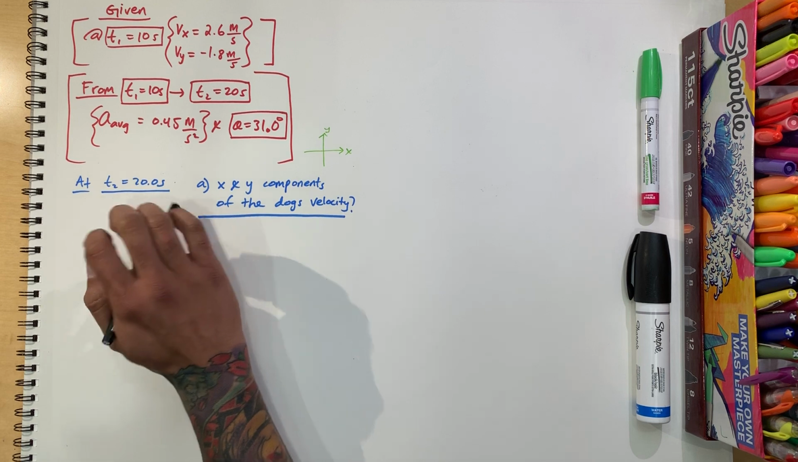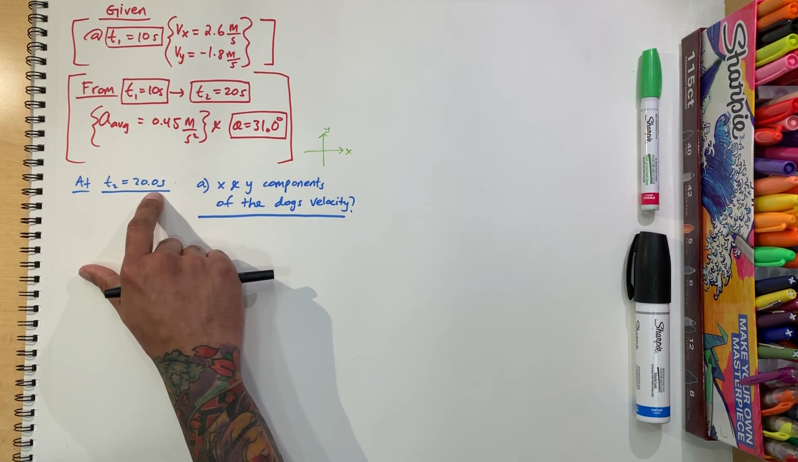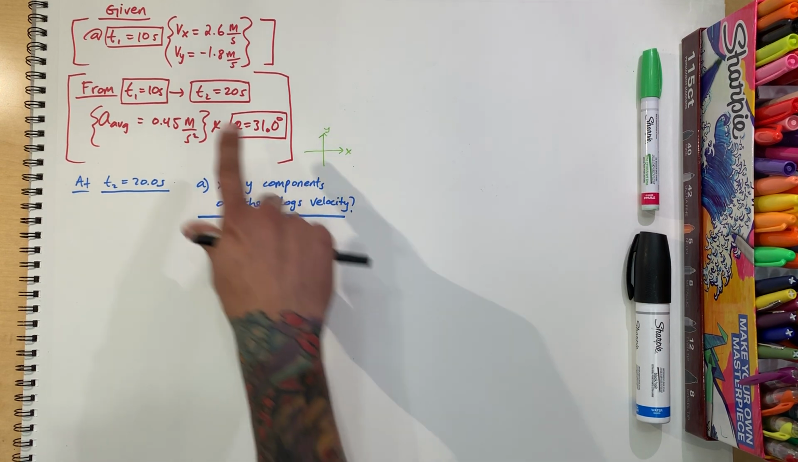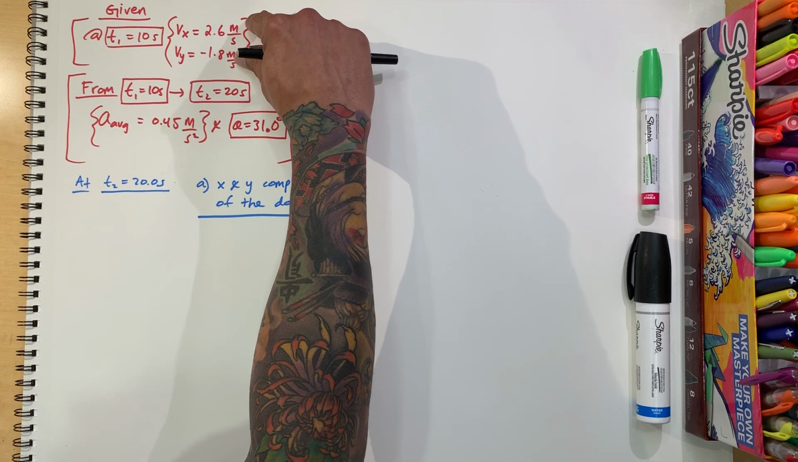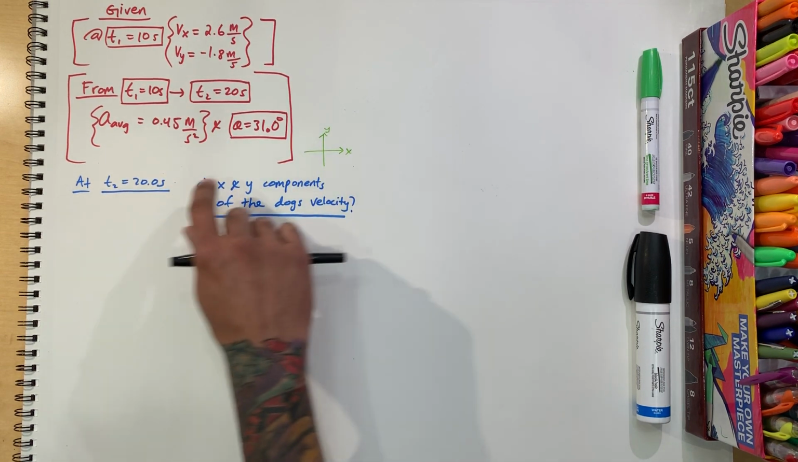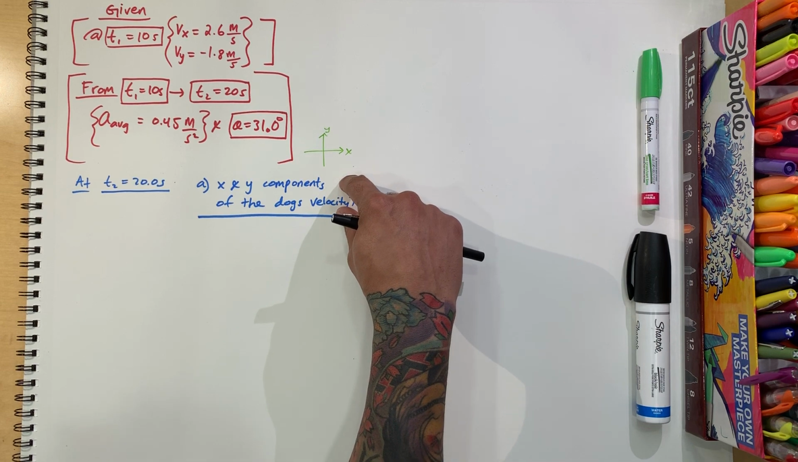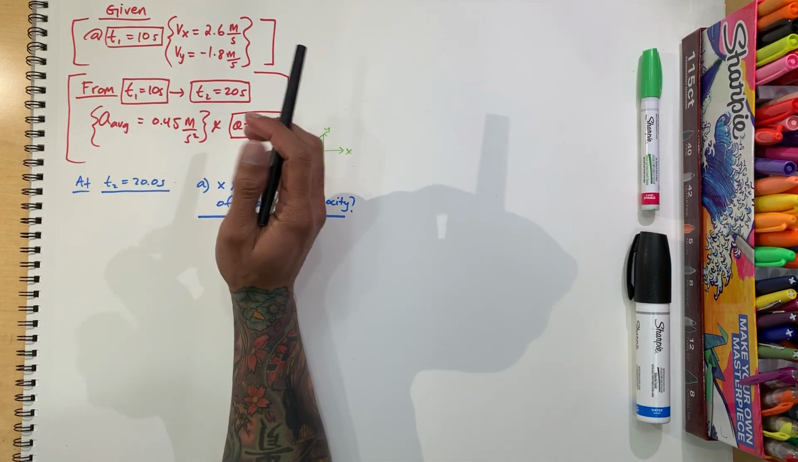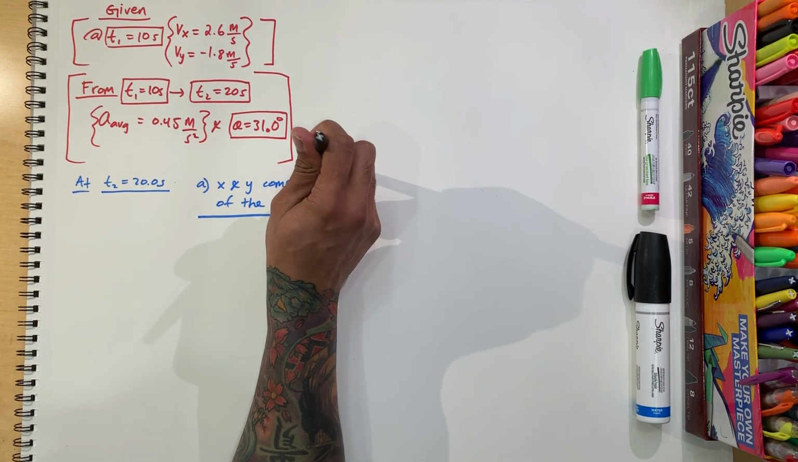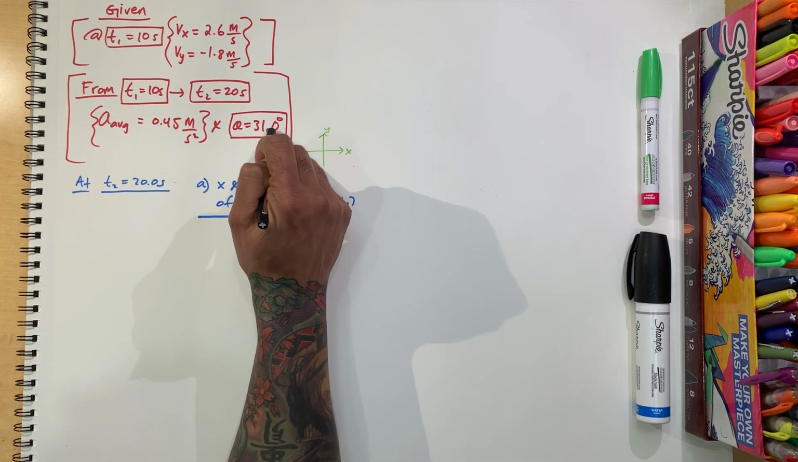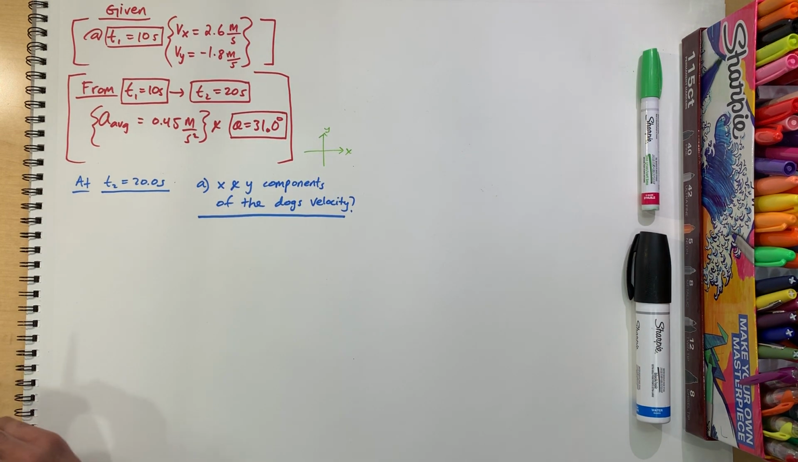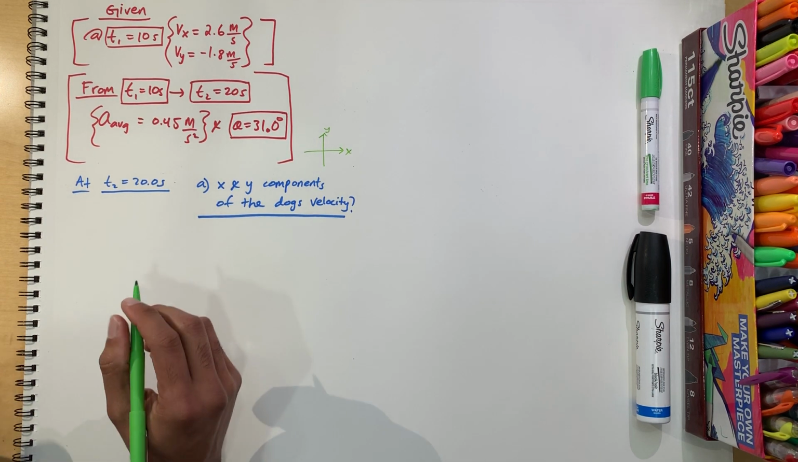The first question is, at T2, which is 20 seconds, what are the x and y components of the dog's velocity? We measured it at T1 and know how fast he was going, and now at T2 we want to know how fast he's going. First, we have something to deal with: the average acceleration of the dog is 0.45, and the direction is 31 degrees. Let's take care of that first.